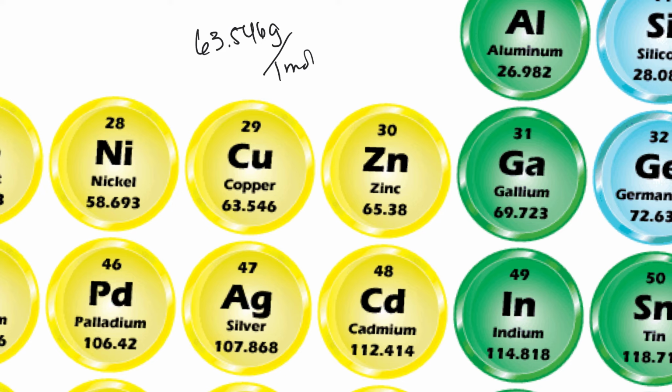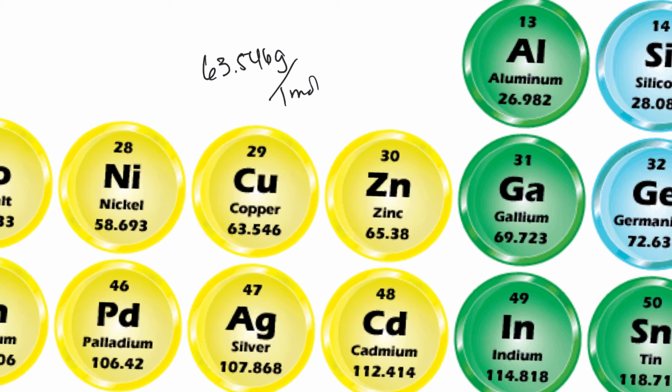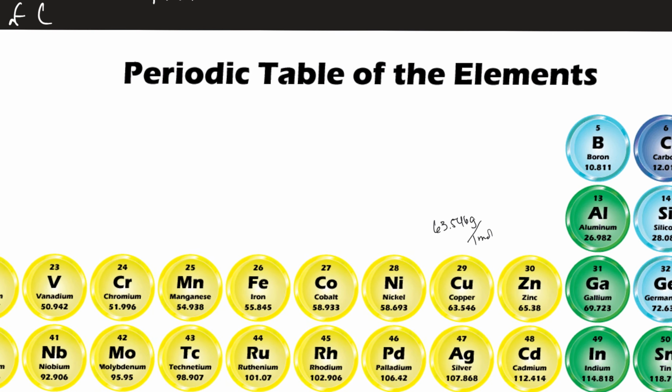Now, you could also figure out the molar mass of compounds. Much like how we calculated the molecular weight or the formula weight in the beginning of this video, the molar mass of compounds is calculated in the same exact way. For example, let's figure out the molar mass of glucose. Glucose is a sugar, and this is the chemical formula of glucose.